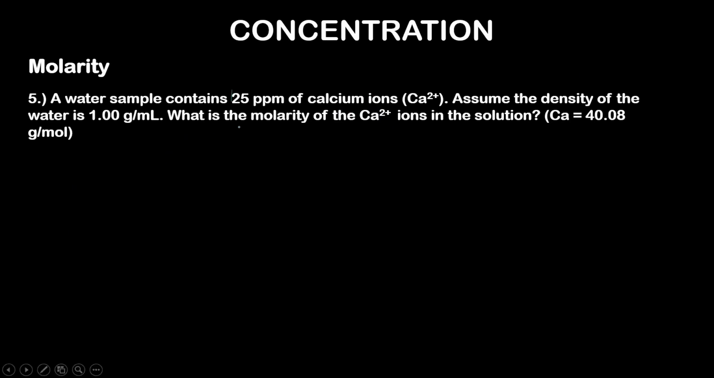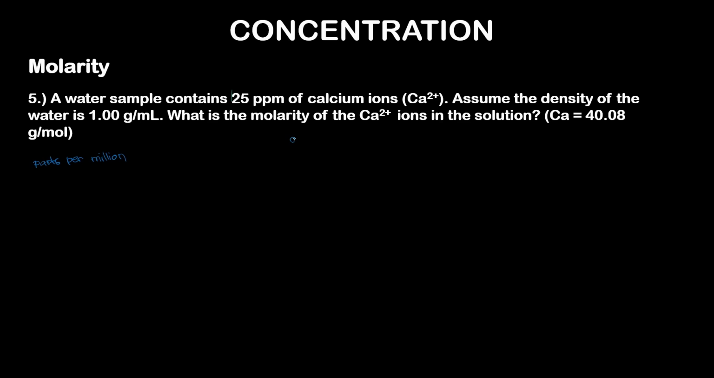a water sample contains 25 ppm of calcium ions. Assume the density of the water is 1 gram per ml. What is the molarity of the calcium 2 plus ions in the solution? Okay, so this is another unit for concentration. Okay, these are parts per million, which is commonly used when the concentration is very small.